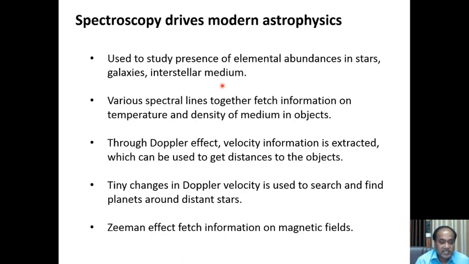When there are tiny changes in Doppler velocity, they can be used to search and find planets around different stars. In fact, that's one of the techniques which is used to search for planets, and that's spectroscopy. So spectroscopy drives the search for planets around distant stars.